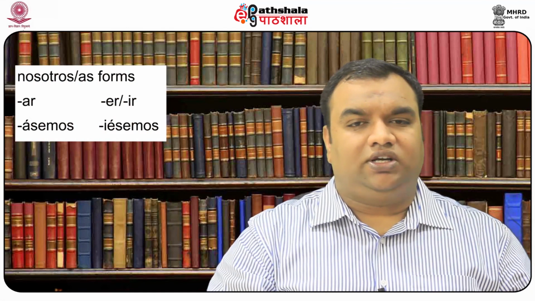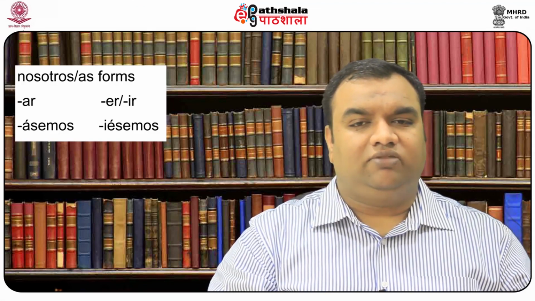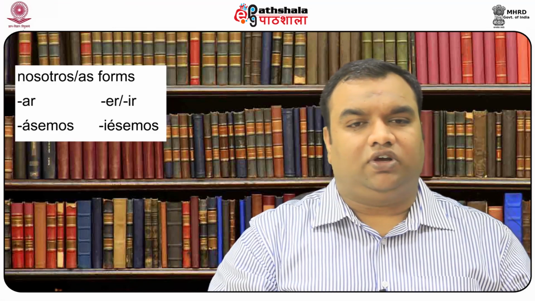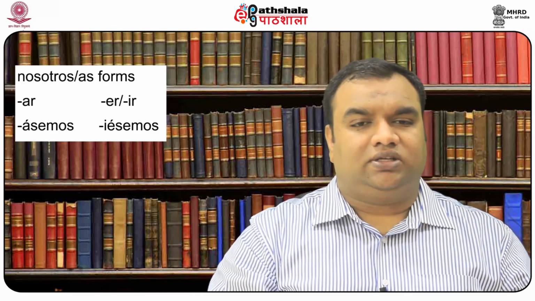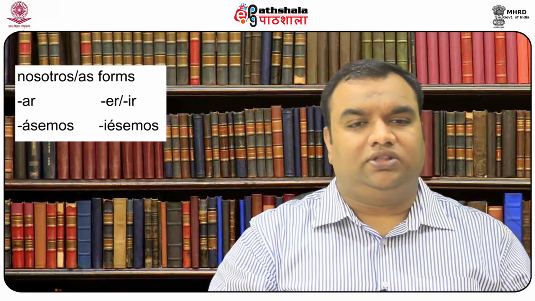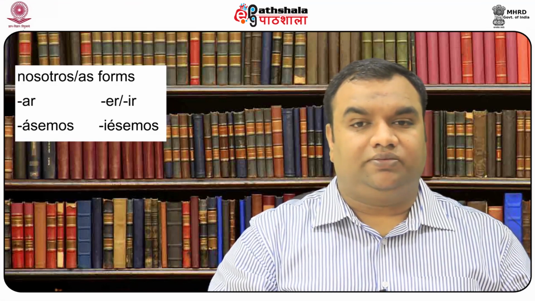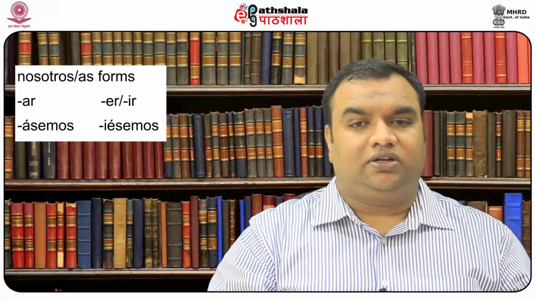As highlighted in the above examples, it is very important to note that the nosotros, nosotras forms of the alternate imperfect subjunctive conjugations also always have a written accent on the vowel right before the letter s. So, for ar ending verbs, in the nosotros form, hablásemos, the written accent is on the letter a. In the case of er and ir ending verbs, there is a written accent on the letter e. So it becomes comiésemos.